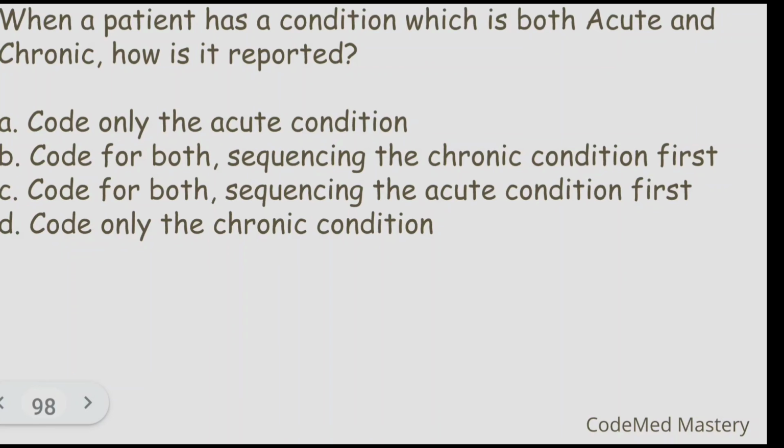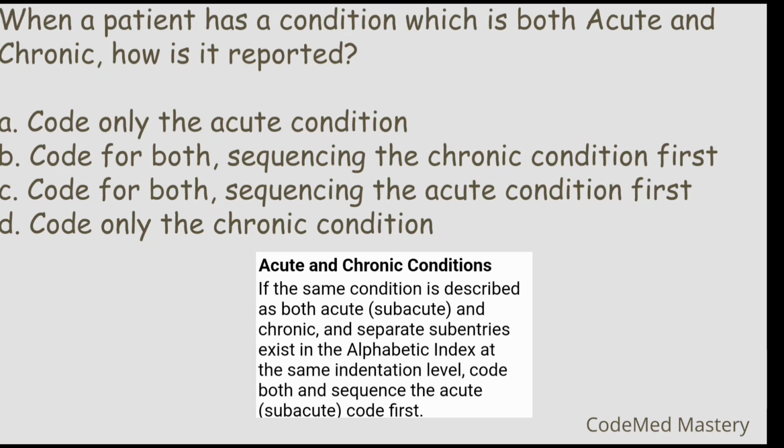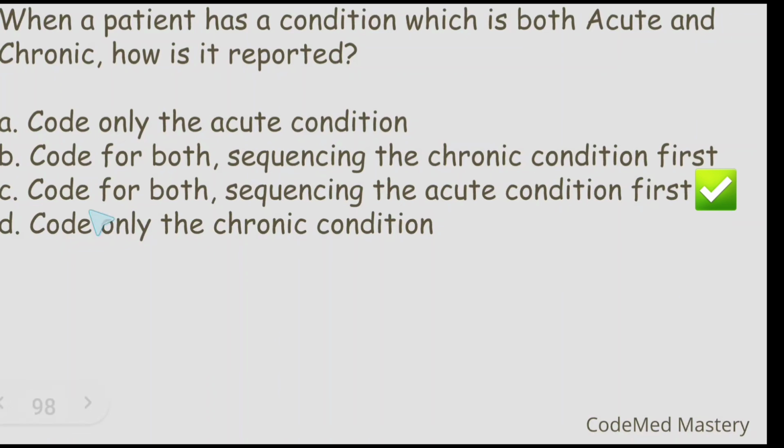You will find the answer for this question in your ICD book, that is, in the beginning of the book. After the table of contents, you will find this convention, general coding guidelines and chapter specific guidelines section. In that, under general coding guidelines, that is the 8th guideline, you will find acute and chronic condition. They have mentioned if the same condition is described as both acute and chronic, code both and sequence the acute code first. So the right answer is option C, code for both, sequencing the acute condition first. Remember, we have to code both, but the acute condition should be sequenced first.